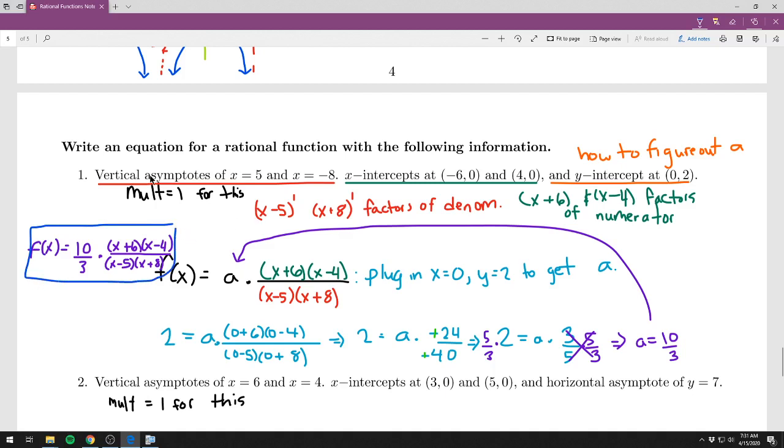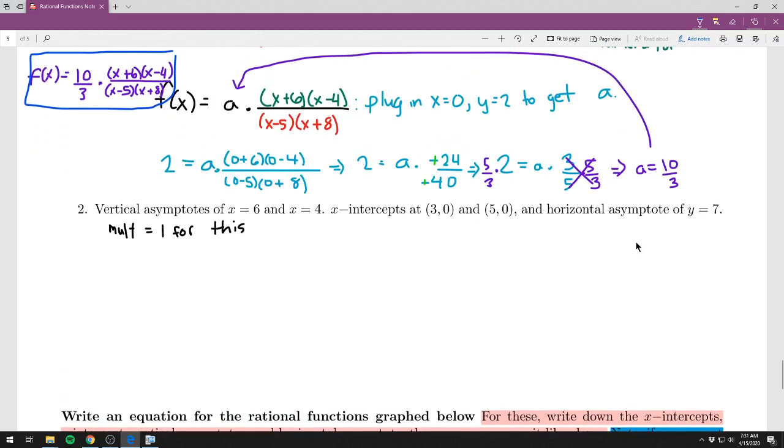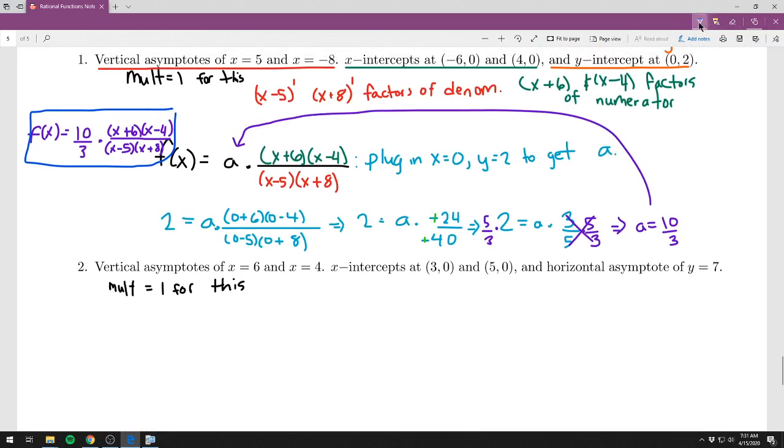Right, so once again, vertical asymptotes give you factors of the denominator. X-intercepts give you factors of the numerator, and you'll either be given the y-intercept, some point it passes through, or, as you see from the next one, the horizontal asymptote to figure out a. All right, I'm going to leave this in view while we do the next one.